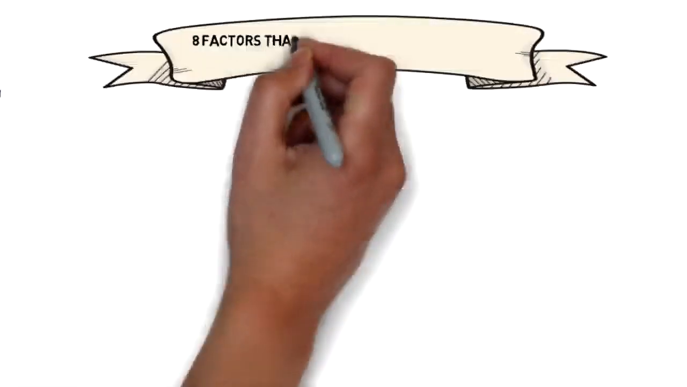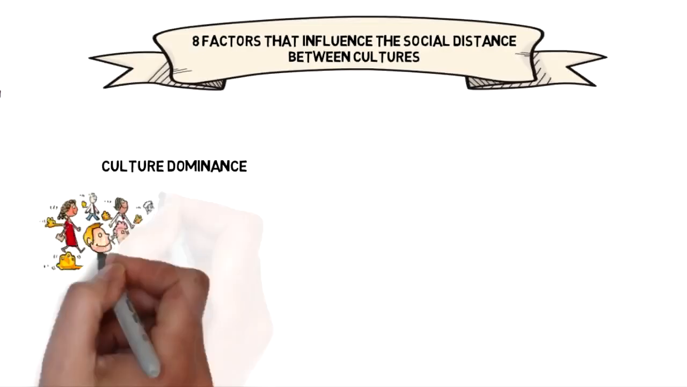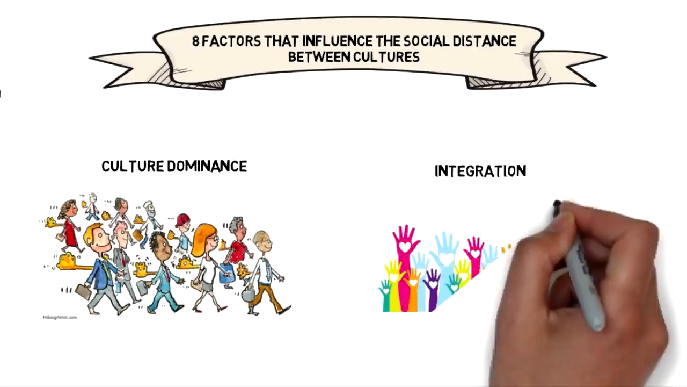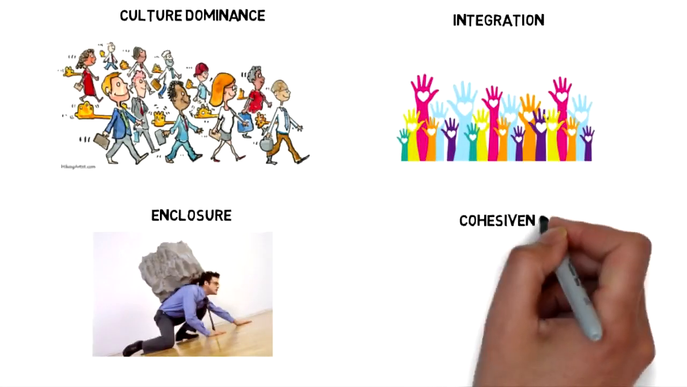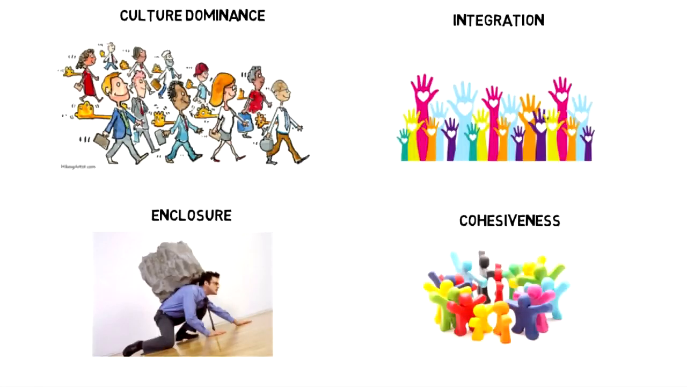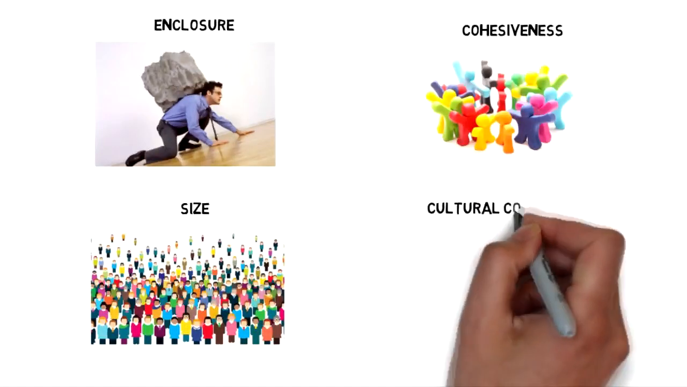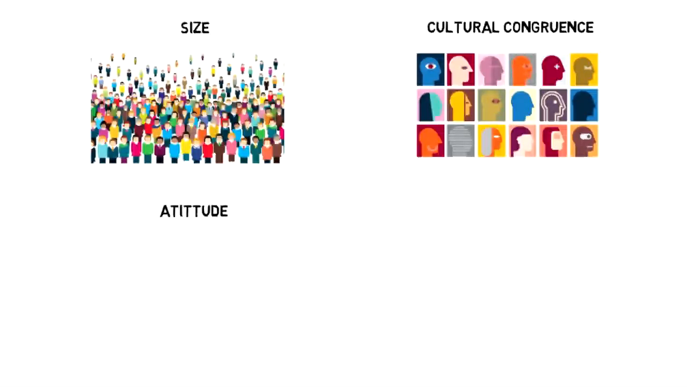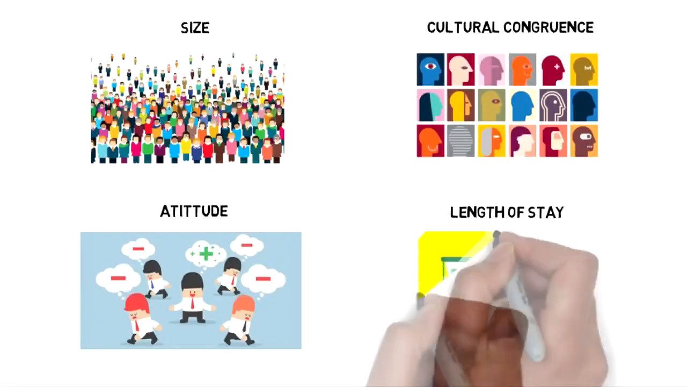There are 8 factors that can influence the social distance between cultures. 1. Social dominance, if one group exerts power over another. 2. Integration, are the two groups integrated? 3. Enclosure, self-sufficiency increases distance. 4. Cohesiveness, tight-knit groups are more distant. 5. Size, large groups are more likely to be distant. 6. Cultural congruence, distance is dependent on cultural differences. 7. Attitude, negative attitudes to the target culture increase distance. 8. Length of stay, a short time means more distance.